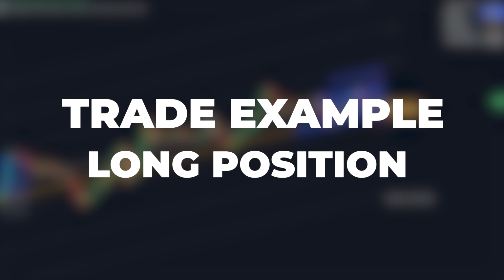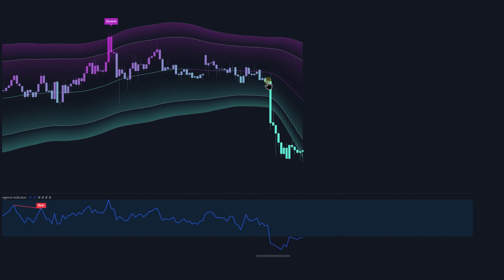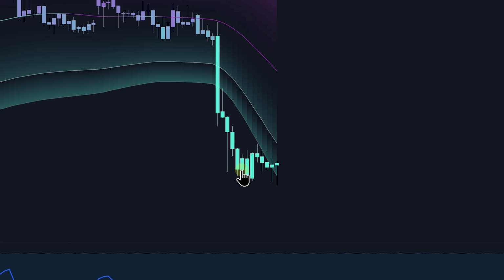Now, how do we take a long position? Condition number 1 is that the price should be overextended to the downside, so much so that a candle opens and closes completely outside the lower outer band, which is this one right here. Condition number 2 is to wait for the price to start moving back up until a candle closes inside the lower inner band, which is this one.